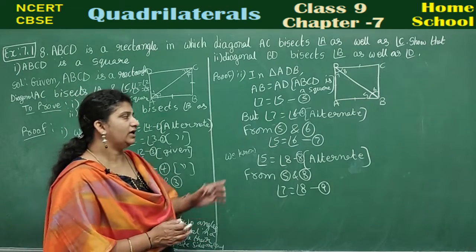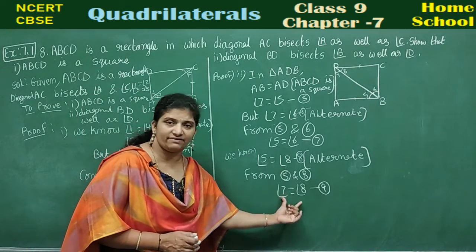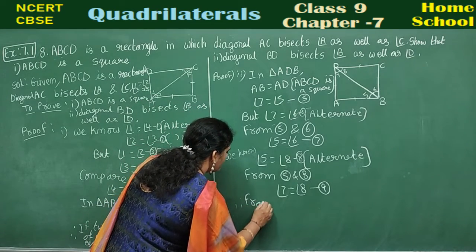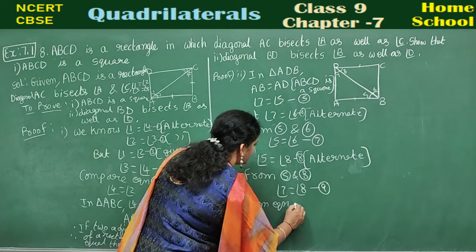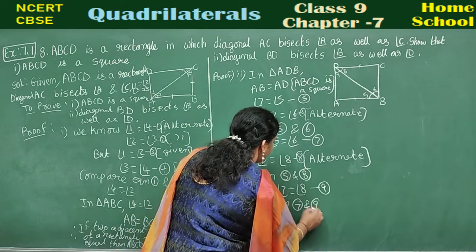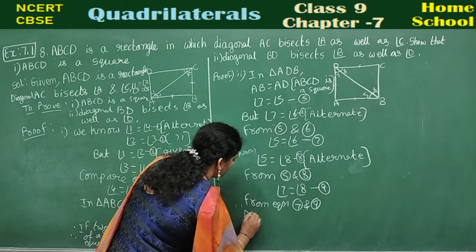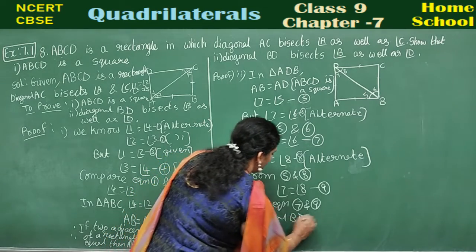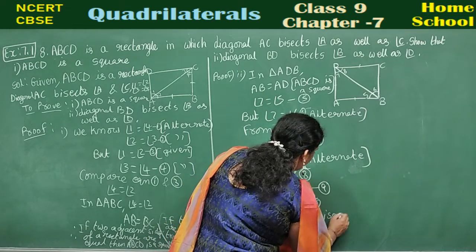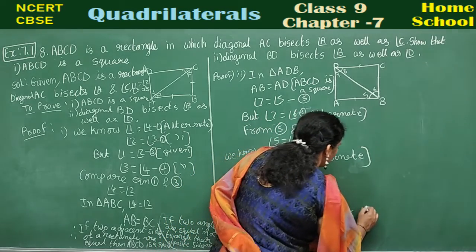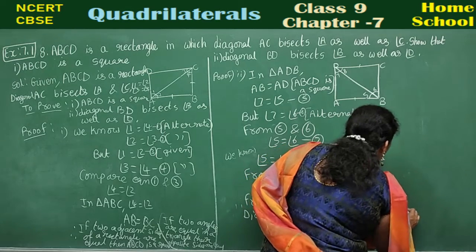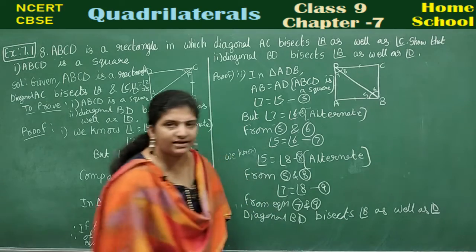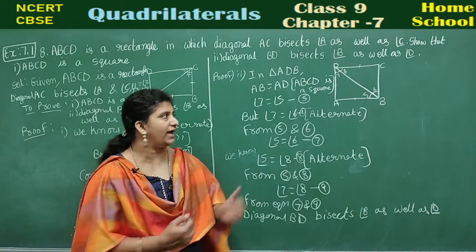So, finally, angle 5 equals angle 6 and angle 7 is equal to angle 8. Therefore, from equation 7 and 9, I say that diagonal BD bisects angle B as well as angle D.